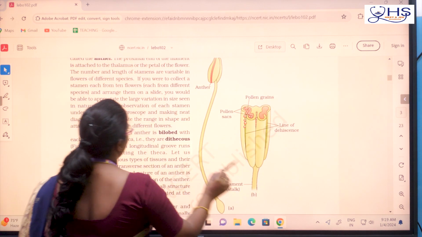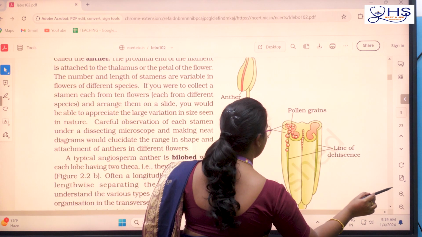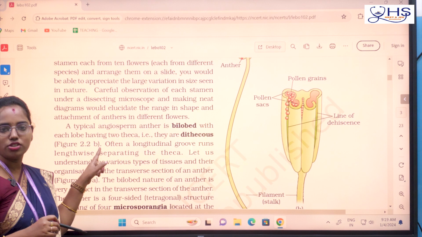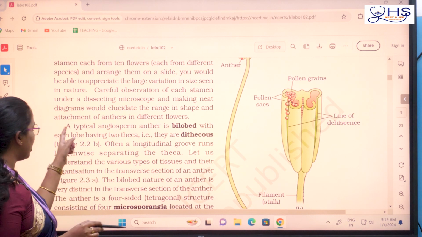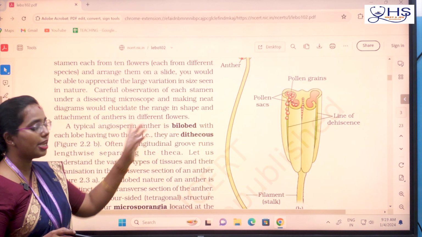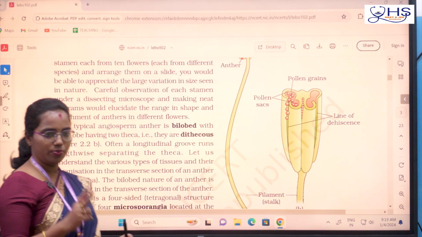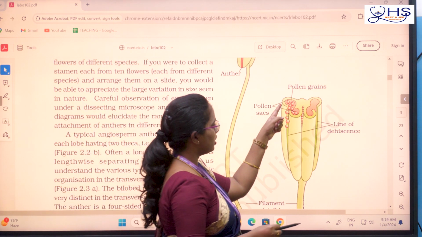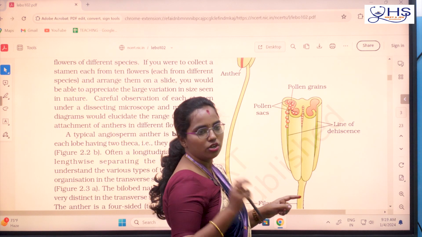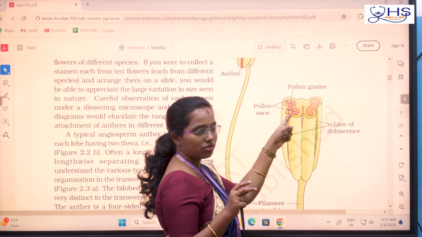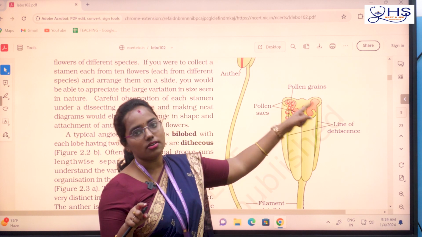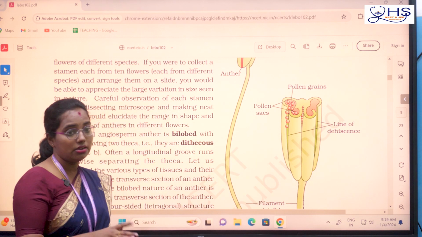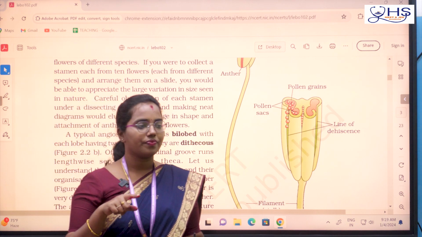A typical angiosperm anther. What is anther? Male sex organ or female sex organ? Male sex organ. Yesterday we started with the male sex organ. A typical angiosperm anther is bilobed. Bilobed means two lobes. In this diagram, this orange structure is one lobe and the other orange structure is another lobe. So it's a bilobed structure.